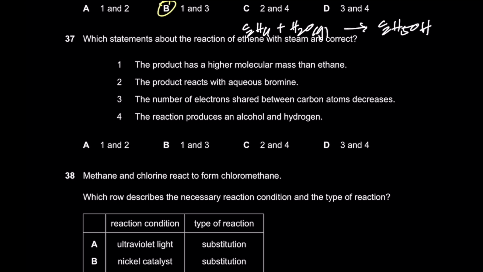That says the product has a higher molecular mass than ethane. Ethane is C2H6, which is what? 2 times 12, that's 24. 24 plus 6, that's 30. Done. And C2H5OH, so that's 24, 24 plus 6, 30, 30 plus 16, that's 46. So yes, the product does have a higher molecular mass than ethane.